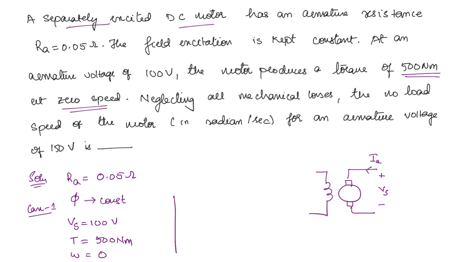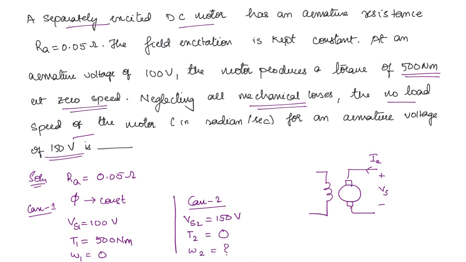Now next, what do we want? In case 2, we have to neglect all the mechanical losses. So we need to find out the no load speed when armature voltage is 150 volt. So we will take this as Vs1, T1, omega 1. Then what will be Vs2? This is given as 150. And the torque T2 is going to be 0 because it is a no load speed we have to find out, right? And the speed omega you have to find out.